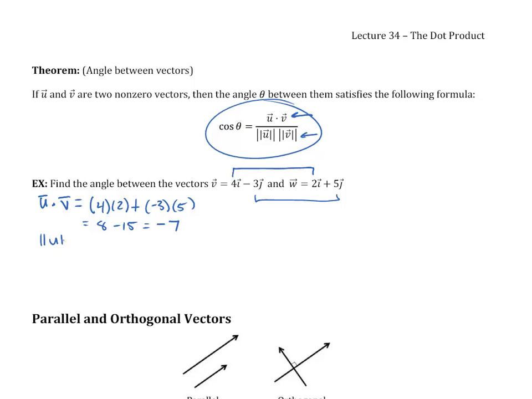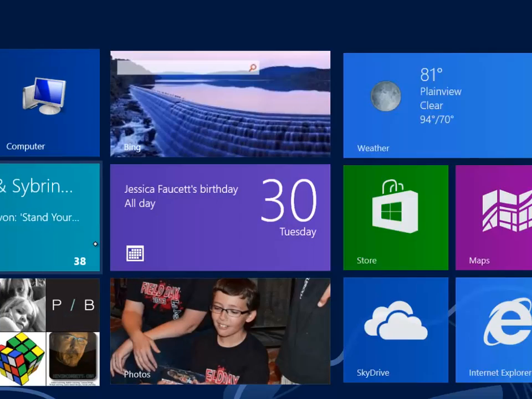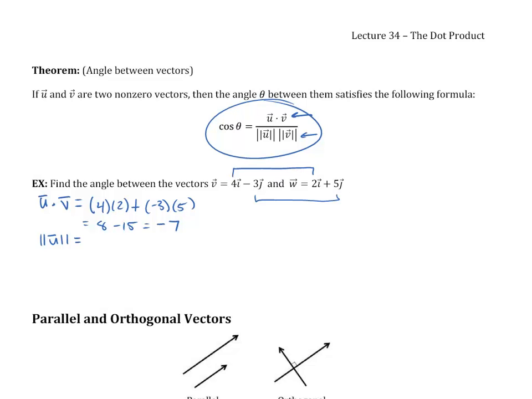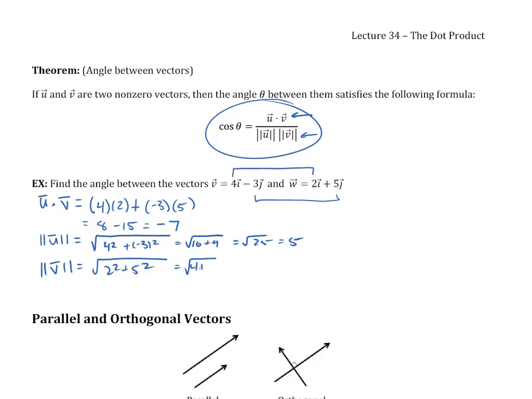The magnitude of u is the square root of 4 squared plus a negative 3 squared, or the square root of 16 plus 9, the square root of 25, which is 5. And the magnitude of v is the square root of 2 squared plus 5 squared, or the square root of 4 plus 25, which equals the square root of 29.